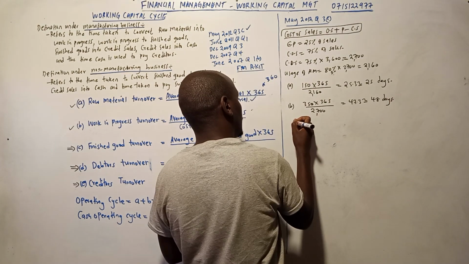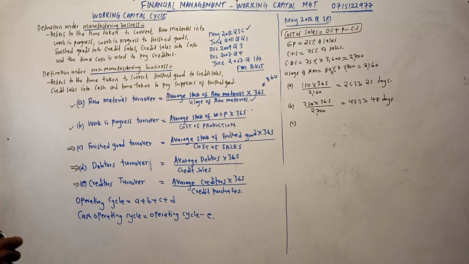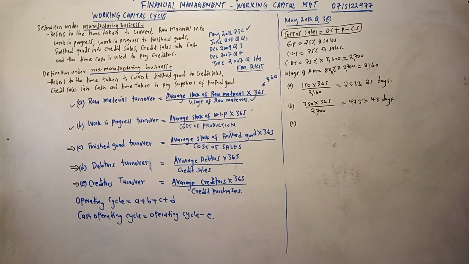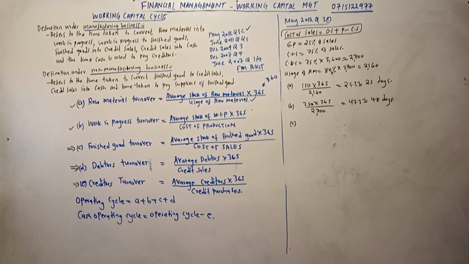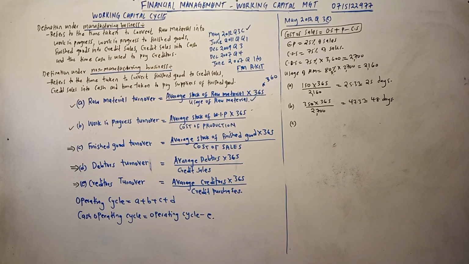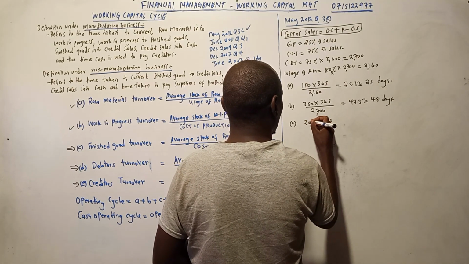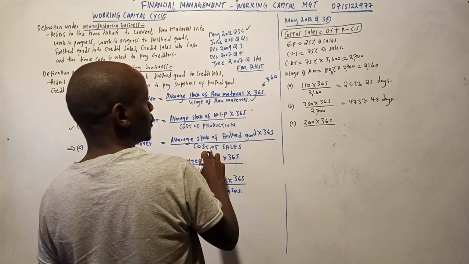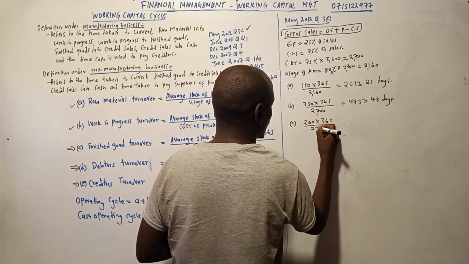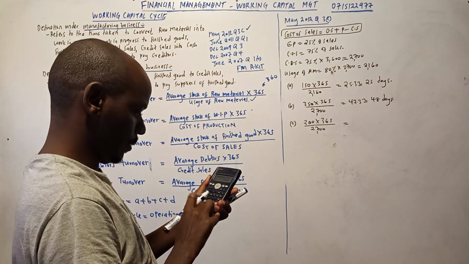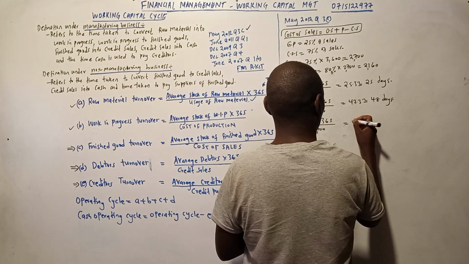Number C, we have the finished goods. Now finished goods, we see it is 200. Now this goes over cost of sales, so you go direct. That one goes with the cost of sales. So 200 times 365 over cost of sales. And cost of sales is still 2,700. So 200 times 365 divided by 2,700 is 27 days.